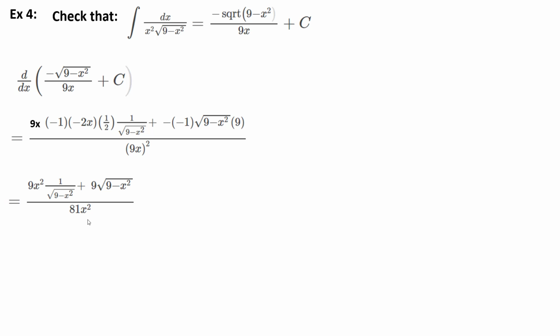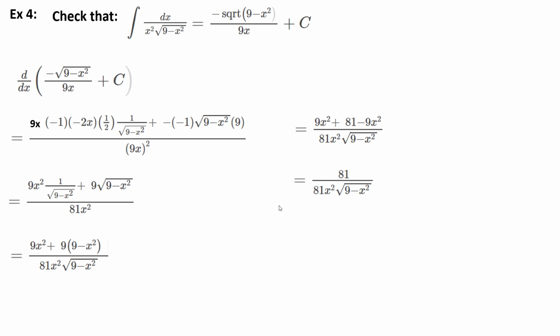Multiply the numerator and the denominator by the square root of 9 minus x squared. Get 9x squared plus 9 times 9 minus x squared. And then in the denominator, 81x squared times the square root of 9 minus x squared. Distribute the 9, combine like terms, and divide out 81. You do get 1 over x squared times the square root of 9 minus x squared. So that is, in fact, the antiderivative of this.